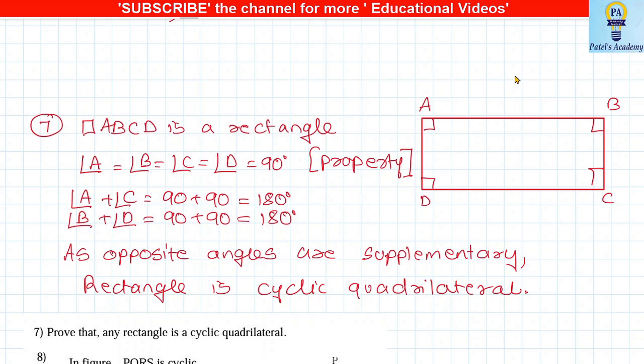That is a property. And to prove anything is a cyclic quadrilateral, what we have to prove is that opposite angles should be supplementary. So angle A plus angle C is 90 plus 90, 180. Similarly, angle B plus angle D is 90 plus 90, 180. So I have opposite angles supplementary. So I can say that ABCD is a cyclic quadrilateral, meaning a rectangle is a cyclic quadrilateral. Easy sum.